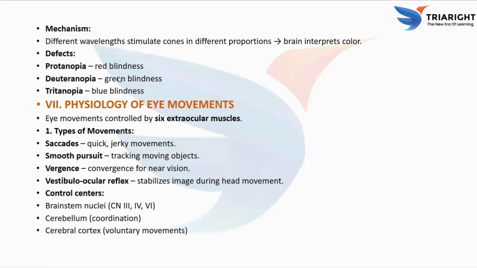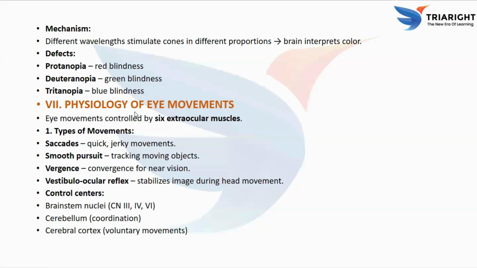Whereas deuteranopia is a green cone defect. This is the most common type. There is difficulty distinguishing between red versus green. Whereas tritanopia results in blue blindness, which is a blue cone defect. This is a rare form where problems distinguishing between blue versus yellow arise.